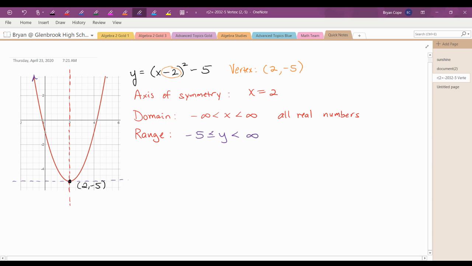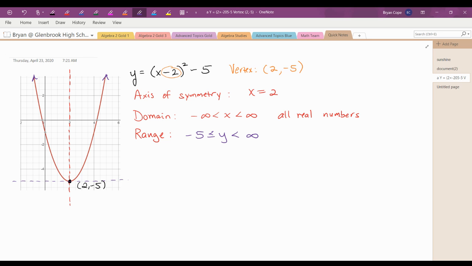Remember that there are really arrows on the top of this parabola. I just took a screenshot, so the arrows don't really show up. So the range is negative 5 to infinity. And that vertex really helps you determine what that lowest point is. If the vertex was some other place, then we would have a different range.